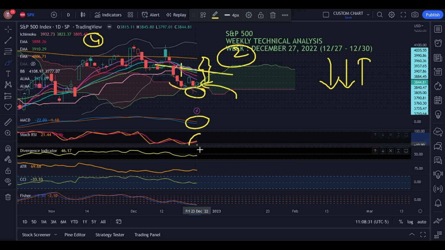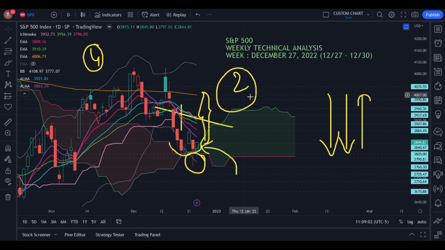Stochastic RSI, the K channel is more than the D channel, means bullish. However, the bullish sentiments are not heavy because the K and D are both less than 50. It is bullish, no doubt, but it is not that heavy. Divergence is normal, it is not creating any problem. Volatility is also normal; other technicals are saying it is normal.